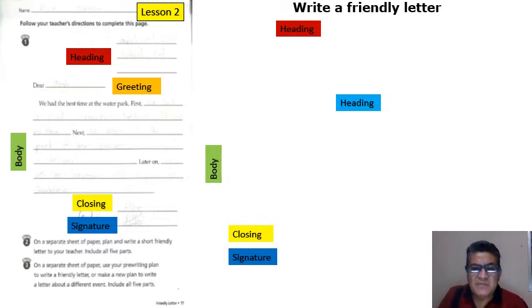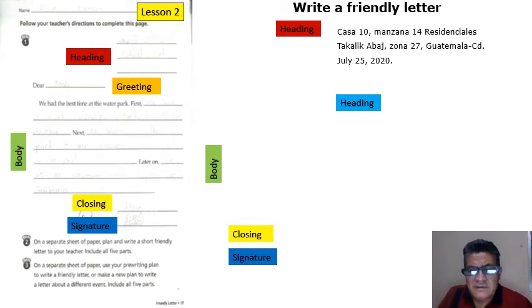Let's see if we can do an example. Today we're writing a letter to a friend. See, these are 2 girls, and they're writing a letter to each other. So let's see what they can say. In the heading, this girl lives in this place. See, this is the way we write addresses in our city in Guatemala. So we say Casa 10, Manzana 14, Residenciales Tacalica Baja, Zona 27, Guatemala Ciudad, July 25, 2020.